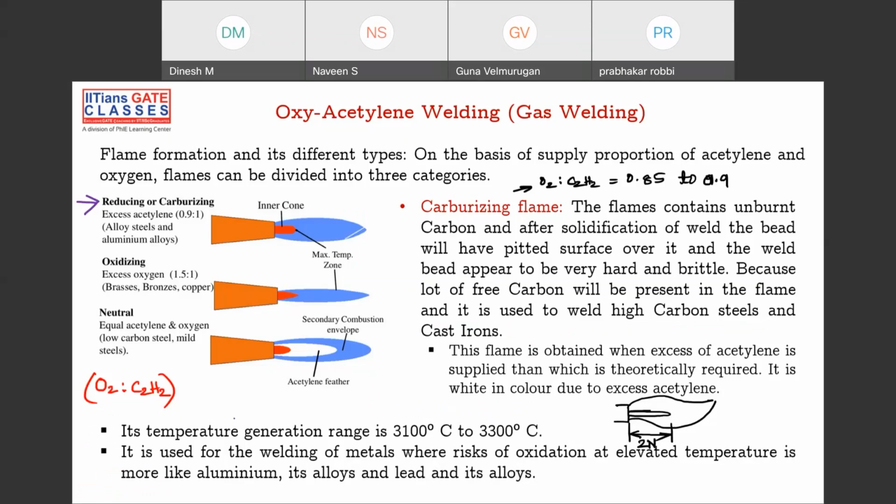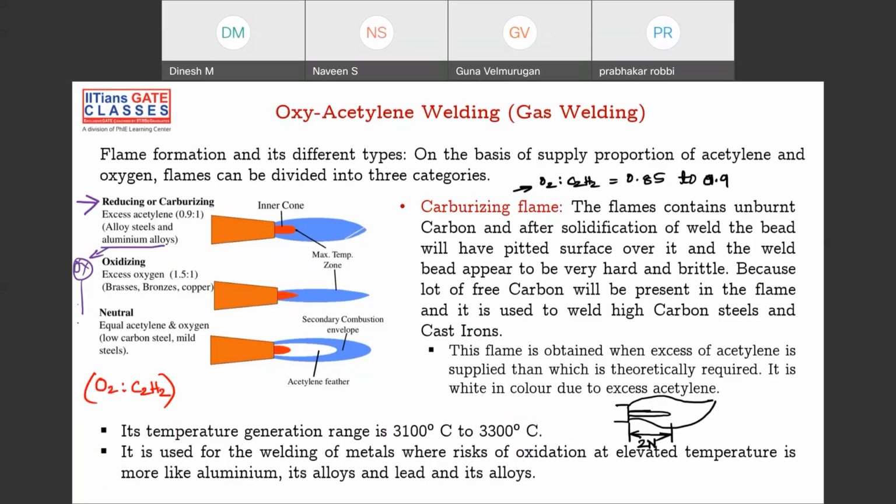And the temperature range will be 3100 degrees centigrade to 3300 degrees centigrade. Okay. And why are we using it for aluminium? Because aluminium is more prone to oxidation.